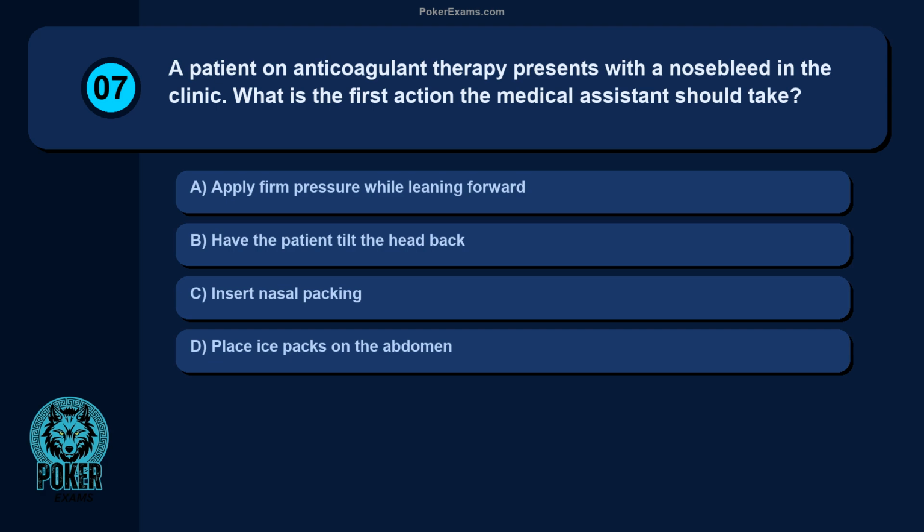Question 7. A patient on anticoagulant therapy presents with a nosebleed in the clinic. What is the first action the medical assistant should take? Apply firm pressure while leaning forward. Have the patient tilt the head back. Insert nasal packing. Place ice packs on the abdomen.